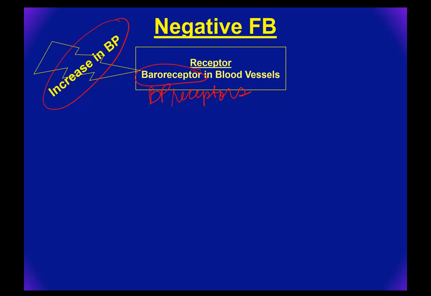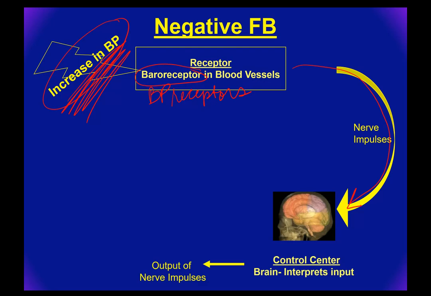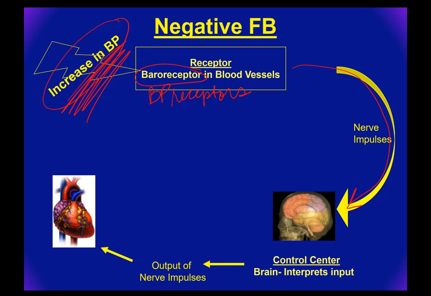And they are like the baby monitor. They just report the blood pressure that they see. Let's say in this case, the thing that they are reporting is an increase in blood pressure. My blood pressure is going up, so the nerve impulses go to my brain. And my brain goes, oh my gosh, there's an increase in blood pressure. I need to do something about this because I'm getting out of homeostasis. So they send output to the heart and tell the heart, okay, you need to slow down. And the heart starts beating a little slower and a little softer.